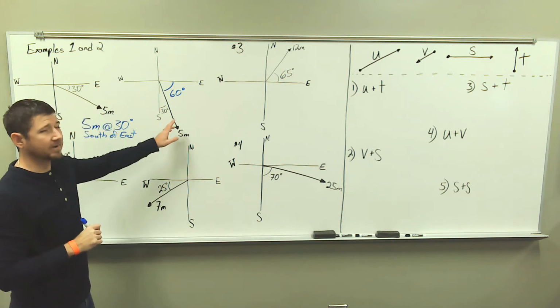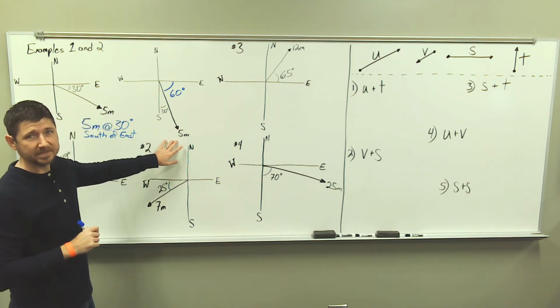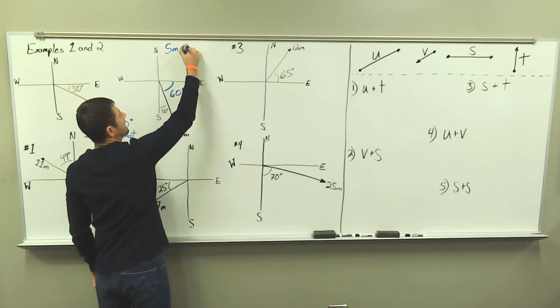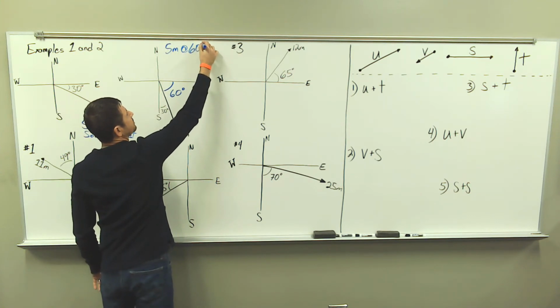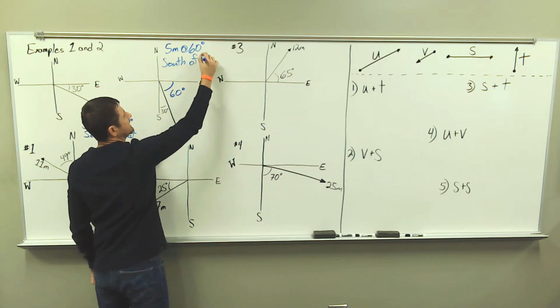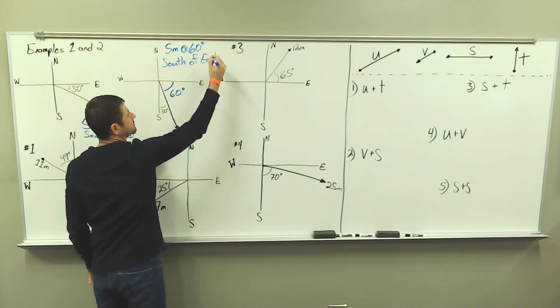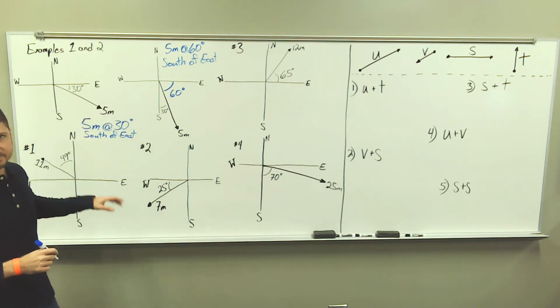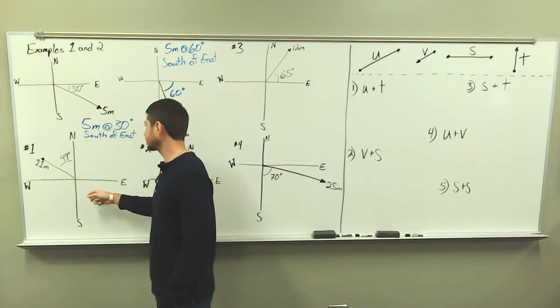Now that we have our reference angle, we can describe this vector. It's going to be 5 meters at 60 degrees south of east. Okay? All right, let's move on to number 1 on the assignment.